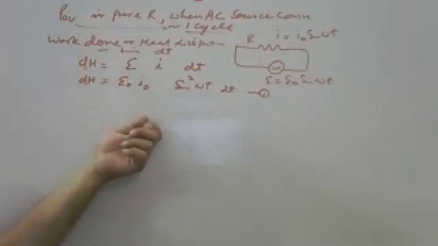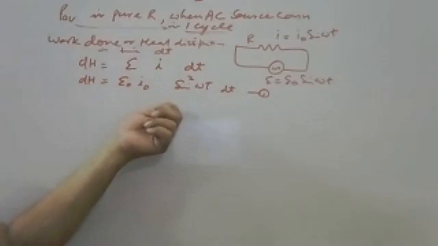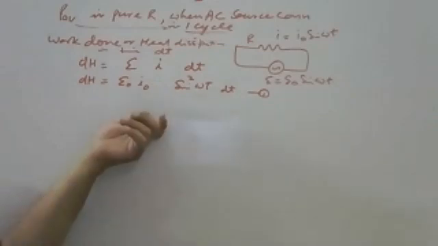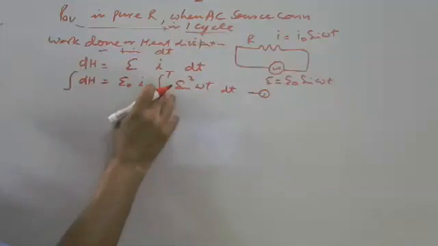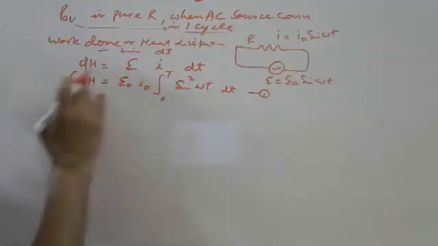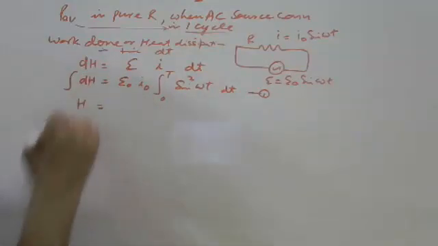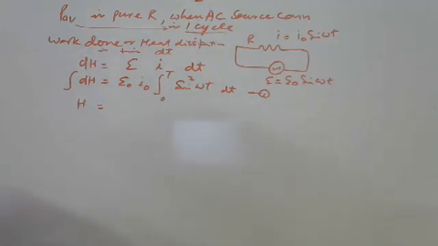If we want to find the total work done, the total energy dissipation, the total heat developed in one cycle, we have to integrate it from 0 to T, where T is the time period for one cycle. So this is the total heat we are getting. Now we cannot integrate it directly. We have to substitute the formula here.